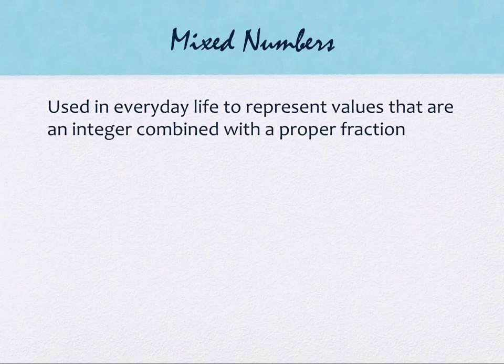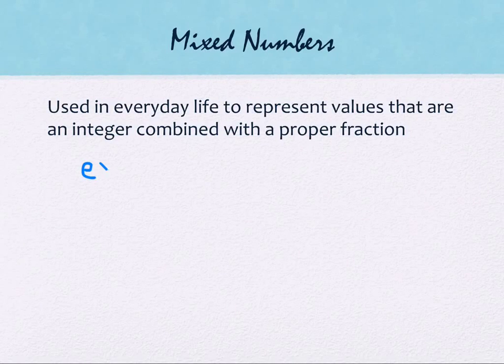So having toyed with the word several times, I think we should talk about what mixed numbers are and how those are used. Mixed numbers are used in everyday life to represent values that are an integer combined with a proper fraction. So integer means they can be positive or negative for the sake of what we're talking about here, whole numbers, so like -5 or positive 72, okay? And then proper fractions are fractions where the top is smaller than the bottom.